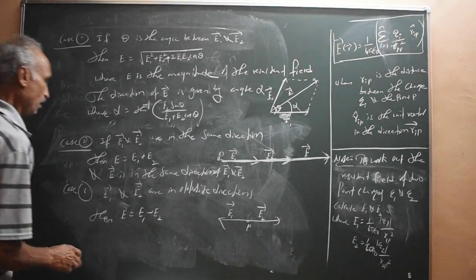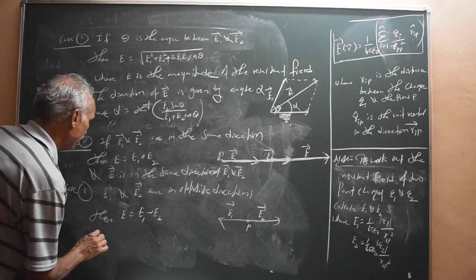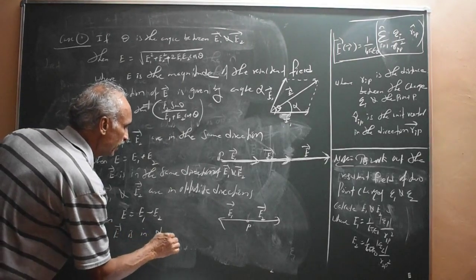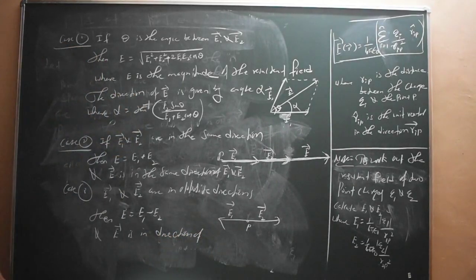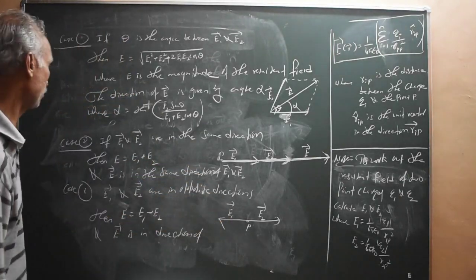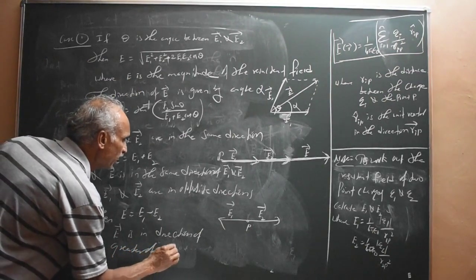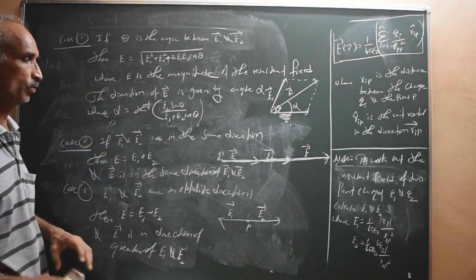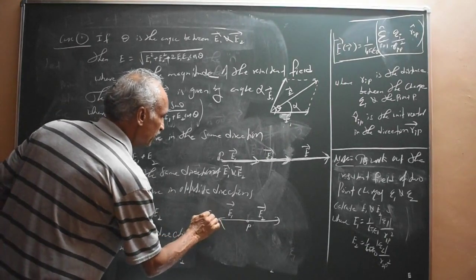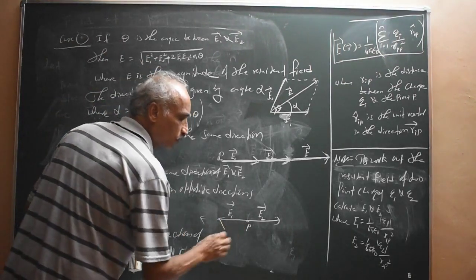So E is equal to E1 minus E2, and E bar is in the direction of the greater of E1 and E2. Understood what I mean by greater of E1 and E2? If E1 is bigger, then the resultant is in this direction. E bar is in that direction. That E bar actually reduces, so it is not equal to E1.